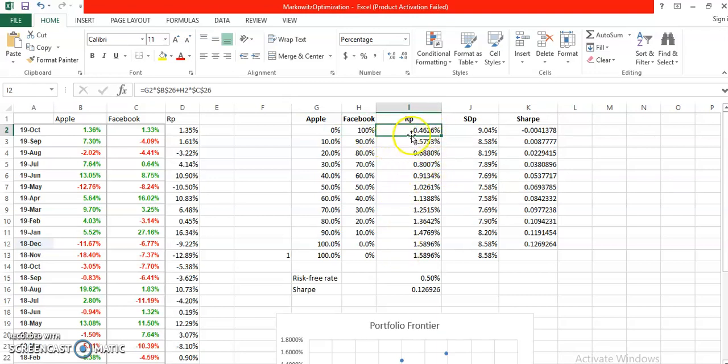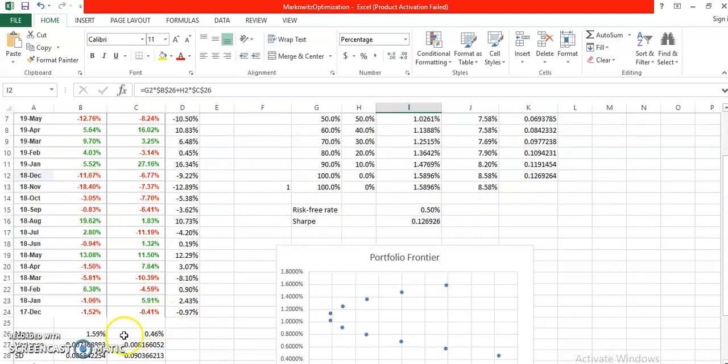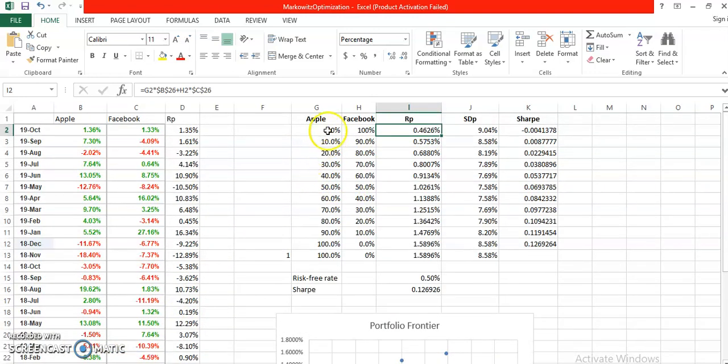we will take these returns and multiply by the weights like we did earlier for the return of the portfolio in this case. And similarly, we take the standard deviation, the same formula is going to be applied. Just this time the weights will be changed to 0 and 100%. Once you feed this formula, then you can just drag these values till the end.